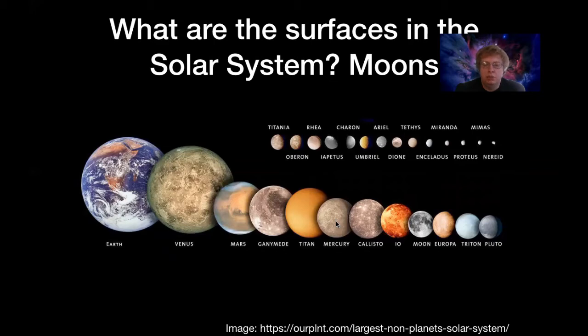And then you have several more moons, Callisto, Io, our moon, the Earth's moon, Europa, Triton, and then finally Pluto, which is what we now classify as a minor planet or a dwarf planet out in the far reaches of our solar system. So there's actually quite a bit of potentially habitable real estate on these moons, even though they're not planets in the traditional sense that they orbit around the sun. They orbit around some other planet.